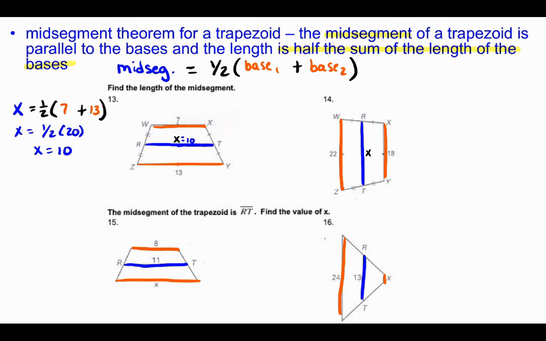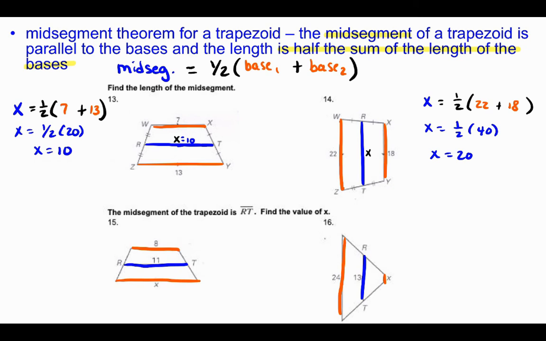In problem 14, my mid-segment is the unknown. It is equal to half the sum of the bases, which are 22 and 18. So order of operations, we do the addition problem first, and then we take half. So this mid-segment is equal to 20.